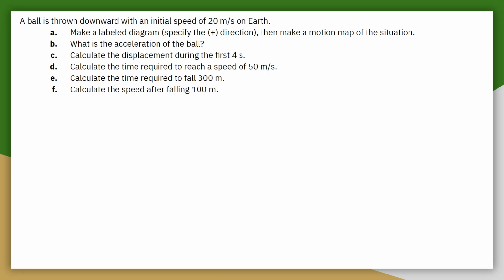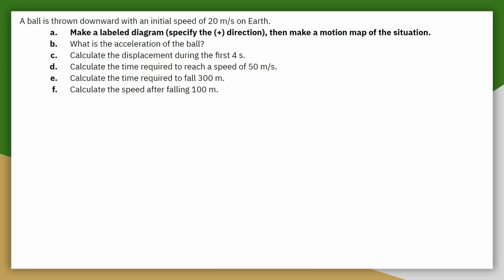B, what is the acceleration of the ball? C, calculate the displacement during the first 4 seconds. D, calculate the time required to reach a speed of 50 meters per second. E, calculate the time required to fall 300 meters. F, calculate the speed after falling 100 meters.